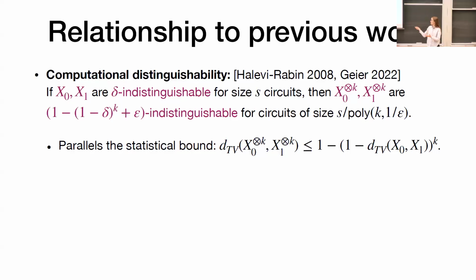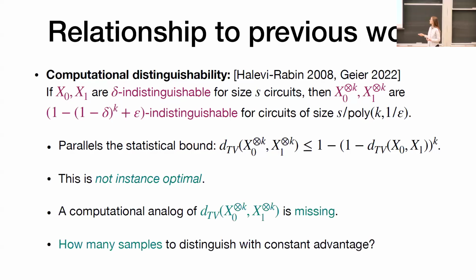Now, this is great, and it's optimal for some settings of x0 and x1. However, this leaves a few things to be desired that we address in this talk. First, this is not instance optimal. There are examples of x0 and x1 where this is not tight. Second, a computational analog of the total variation distance is missing. What do I mean by this? In the statistical setting, the total variation distance captured exactly how well any approach can do at distinguishing between the two distributions, and we want some characterization according to that here. And third, this doesn't tell us tightly asymptotically how many samples we need to distinguish with constant advantage.